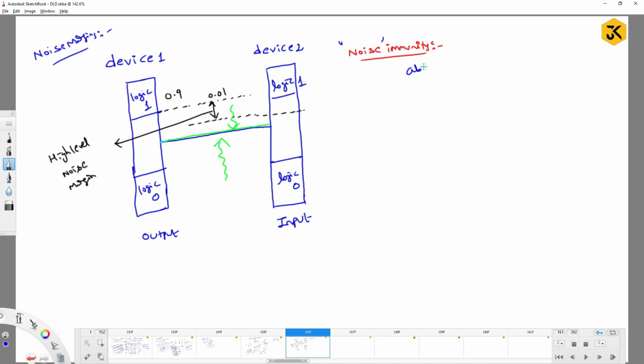Noise immunity means how the circuit is going to handle its noises, meaning its ability to tolerate noises at the input level. Noises at the input level, I can call it noise immunity. If I get more power, what will happen? If I get less power, what will happen? That I need to analyze, so to analyze this, we have to know the concept of noise margins.